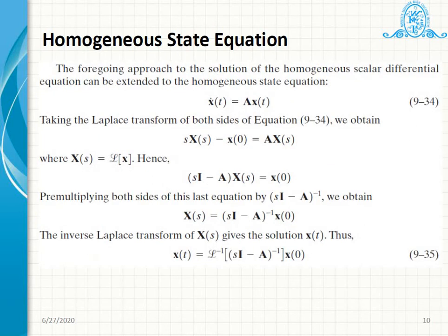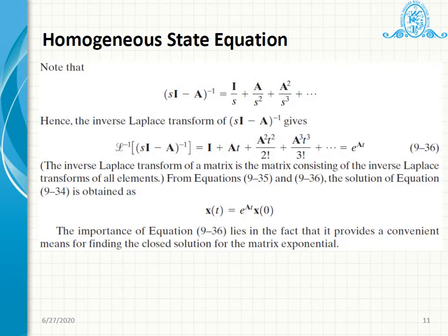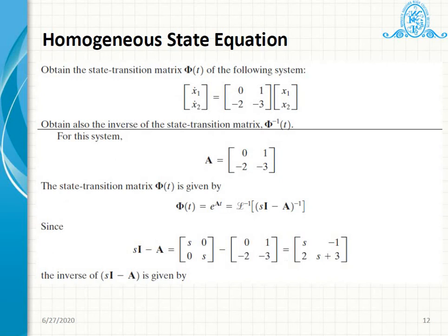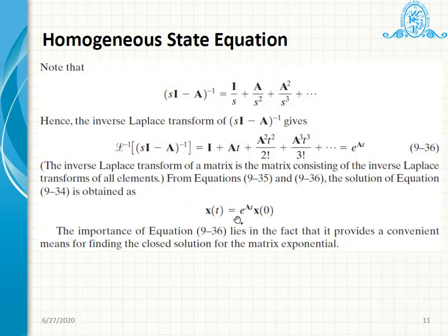This is the technique which is given here. Now here we need to understand that e raised to at is represented as phi of t, and that phi of t is called the state transition matrix. Now what a state transition matrix is, we will see in some other lectures, but here e raised to at is called phi of t.